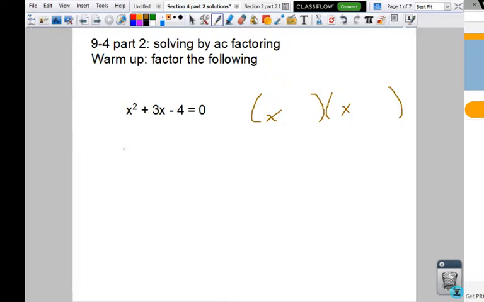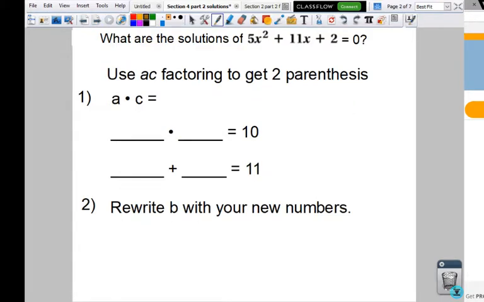Okay, so we're going to be AC factoring today, and this is the annoying one. Make sure you got headphones out, all that stuff.